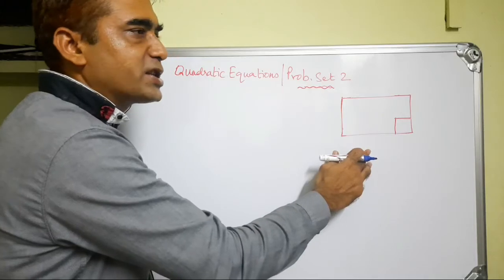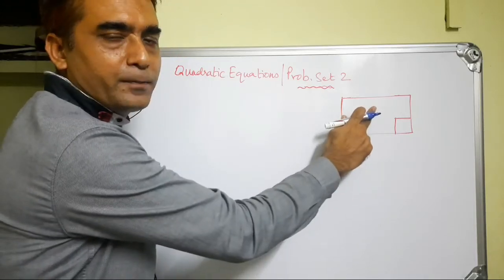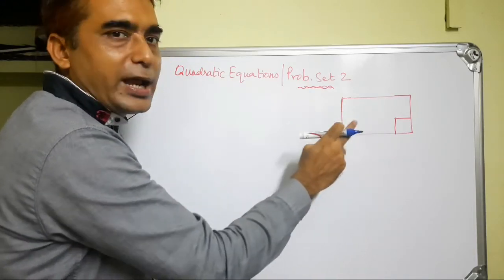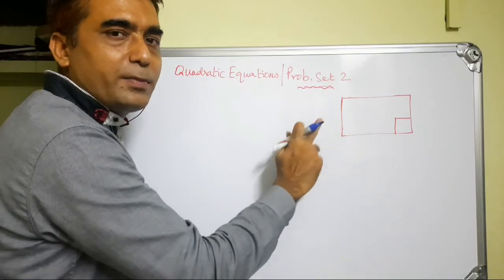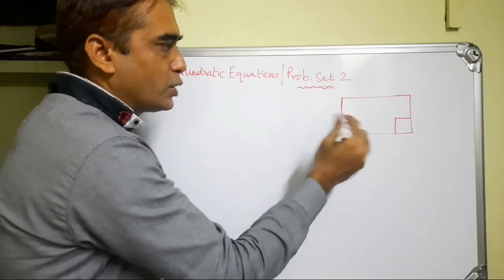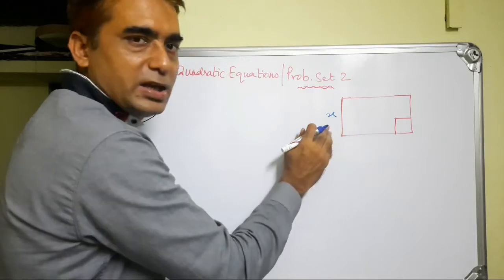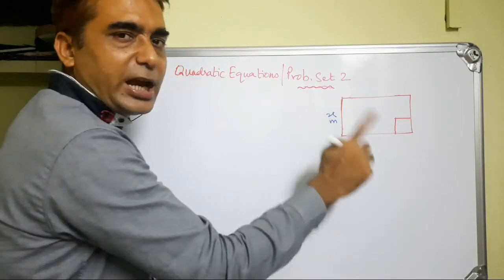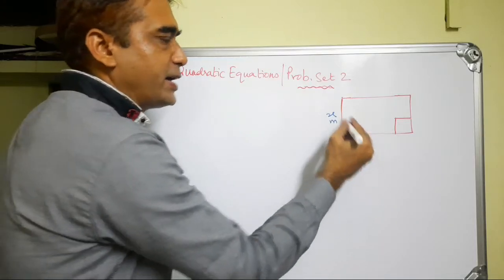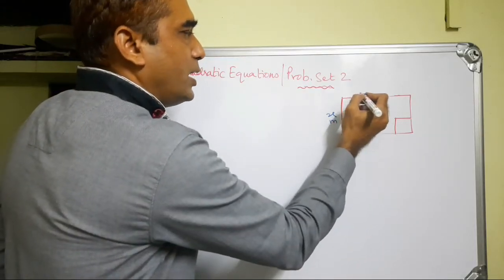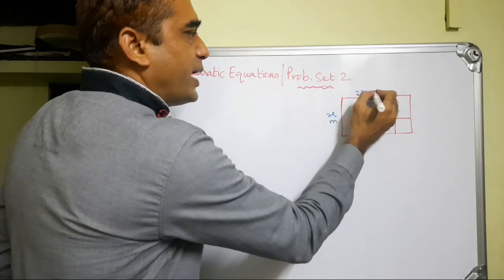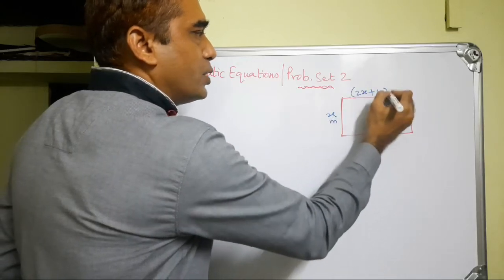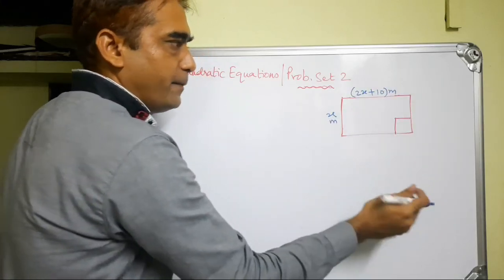The question is that a farmer has a land which is rectangle in shape. The length of the farm is 10 meters more than twice the breadth of the farm. So if the breadth of the farm is x meter, then what will be the length? Length is 10 meter more than twice the breadth, so the length of the farm will be 2x plus 10 meter.